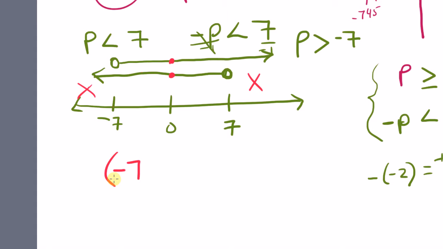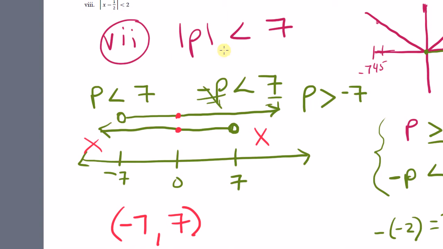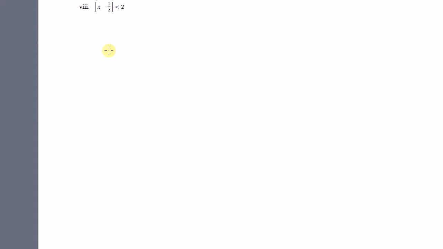So I'm going to put it in interval notation. So from -7 excluding to 7 excluding are going to be the answers to this absolute value inequality. All right. Let's clear this, and we'll go with the last one in this section.